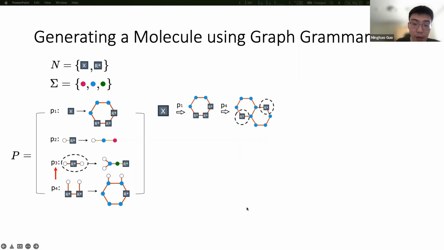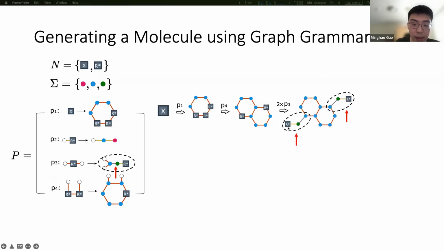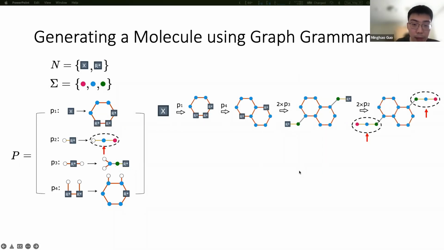The process continues as long as there are still non-terminal nodes in the current graph. In this step, these two non-terminal nodes in the graph are both matched with the left-hand side of production rule 3 and can be expanded simultaneously by deploying this rule. This process continues until there are no non-terminal nodes inside the graph.